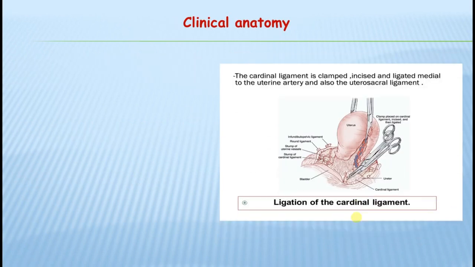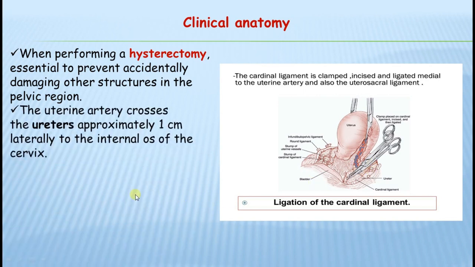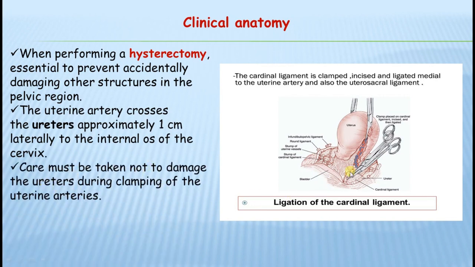So clinical aspects, mainly ligating during hysterectomy. When you want to ligate the ligaments and the uterine artery, you should be very careful not to damage the ureters, because the ureter is crossed by the artery above and in front, which is remembered as water under the bridge. The ureter, water, is actually under the uterine artery. So in ligation of the cardinal ligament, care should be taken not to ligate the ureter.